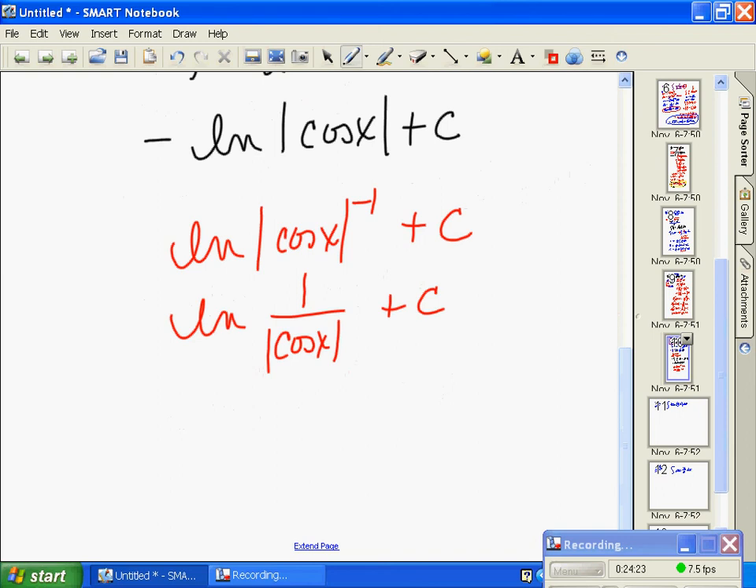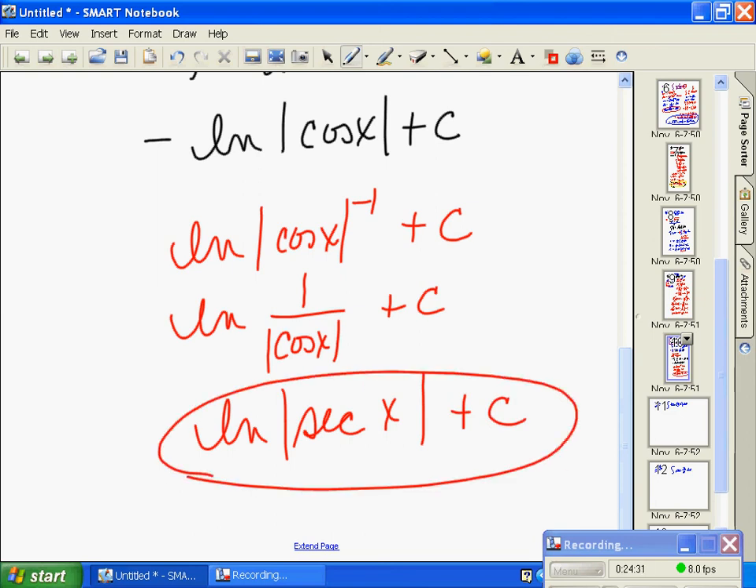And what's 1 over the cosine of x? Secant of x. So that's another form of the integral of tangent of x. Either one works. Just memorize it. Or you can derive it, but it would take a long time to derive that every time.